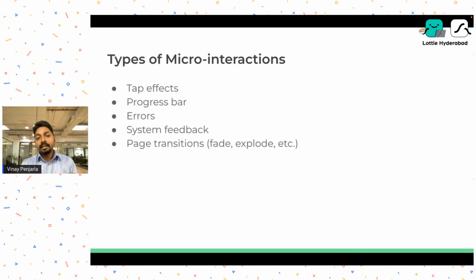So, different types of micro interactions we will use in the applications. For example, if you click any button, the button color will change, and whenever progress is happening, we'll show progress bars and certain animations, just to inform that something is happening, and we are providing that information to the user.